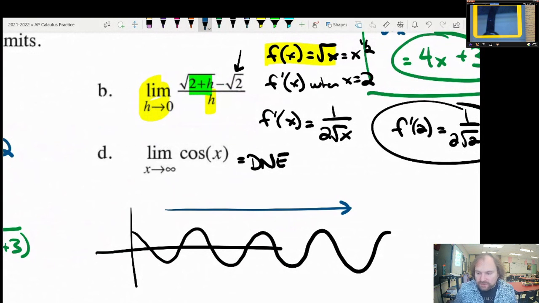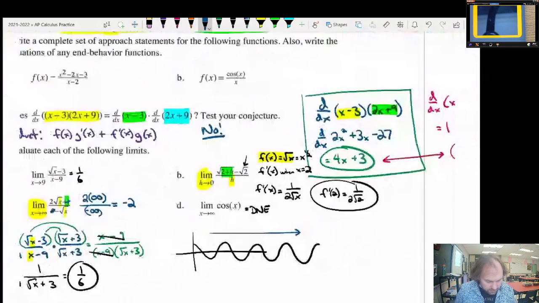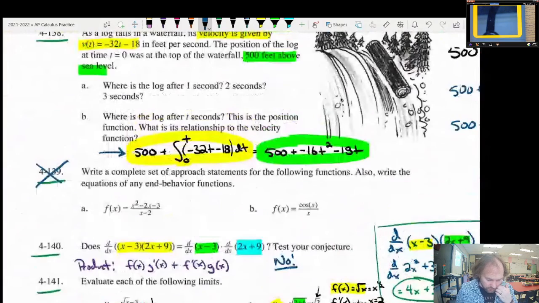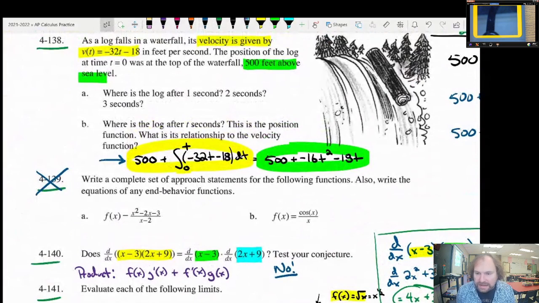Hey, we did it in 25 minutes. That's pretty cool. I'm going to leave this one up to you. We'll save 139 for a rainy day.